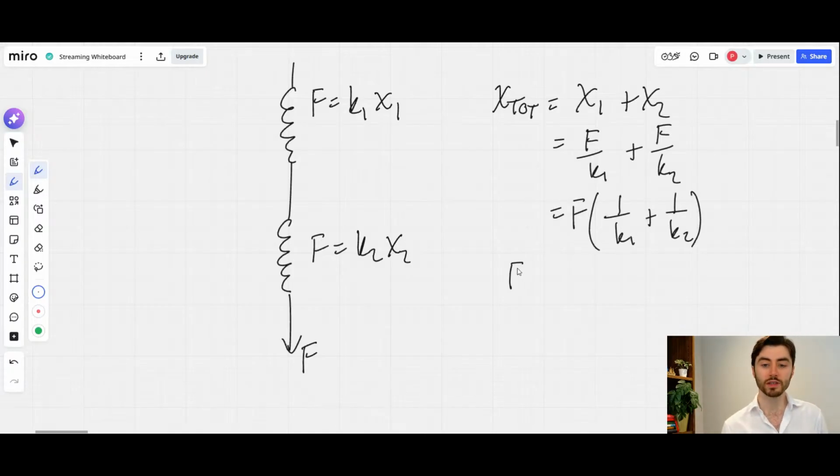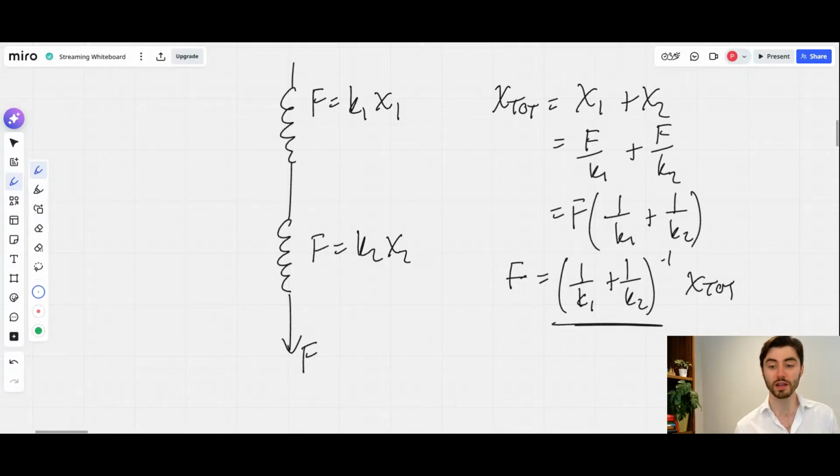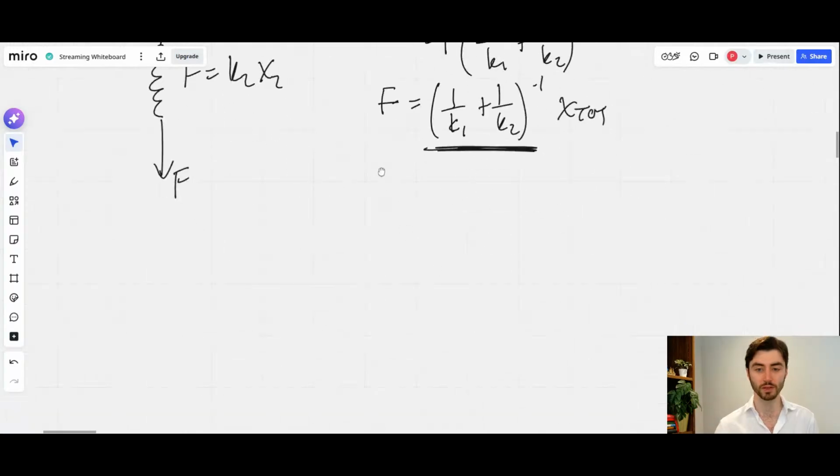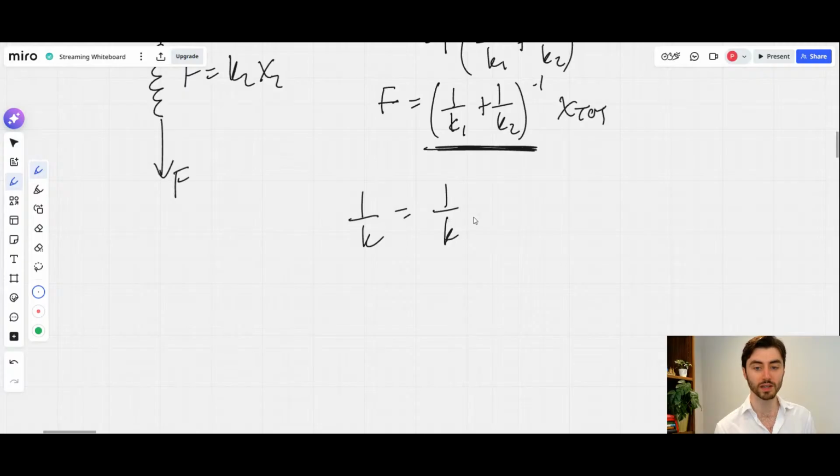And if we rearrange this, F is going to be equal to (1 over K1 plus 1 over K2) to the minus 1 times the x total. So in other words, this expression here becomes the new spring constant. So in other words, 1 over K is equal to 1 over K1 plus 1 over K2, which is exactly like adding the resistors in parallel.